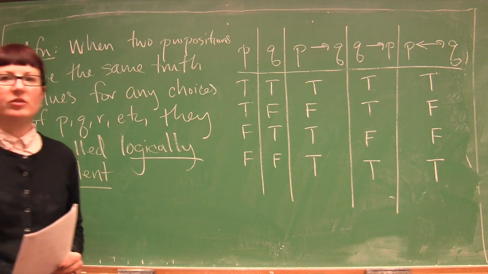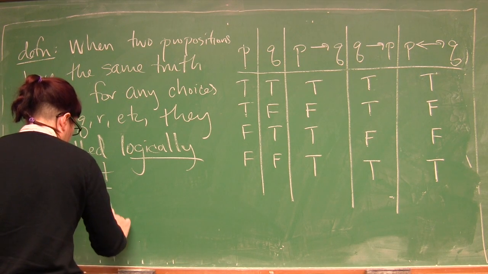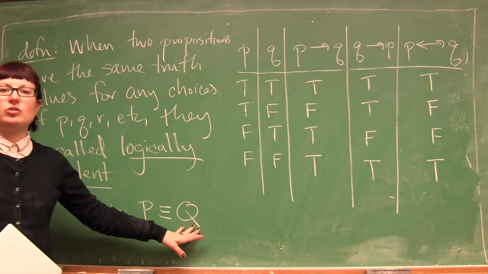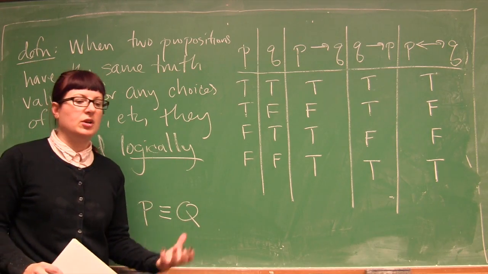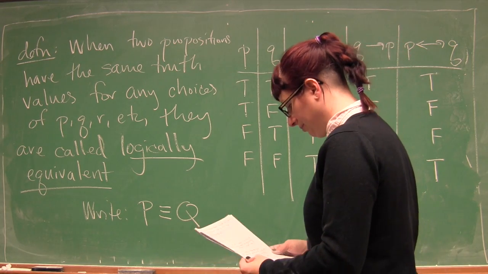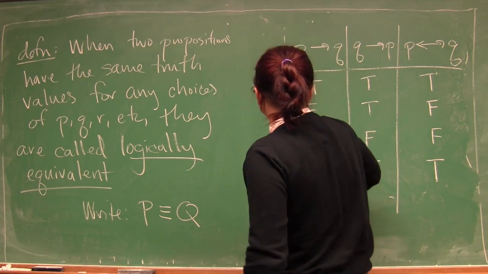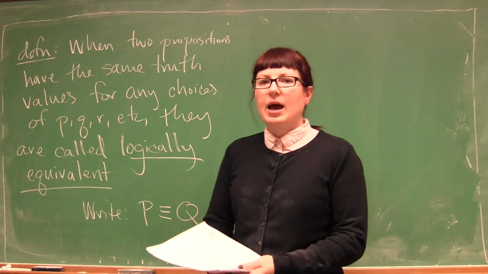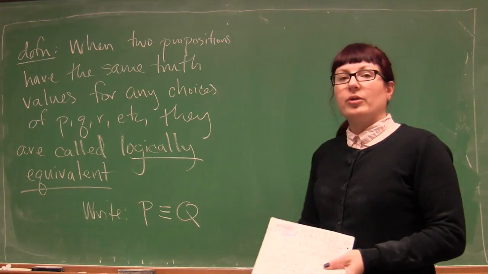The notation we use for this is three horizontal lines. So we write P is equivalent to Q, that's how we read this, whenever P and Q are two propositions that have the same truth values for any choice of truth values for their components. So one of the absolute best examples that you will see over and over and over again are called De Morgan's laws.